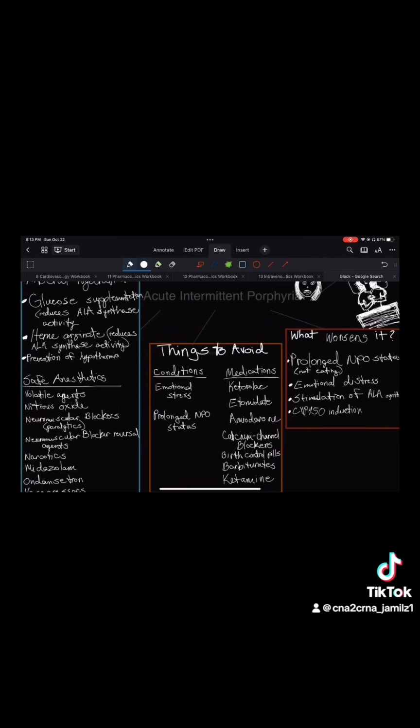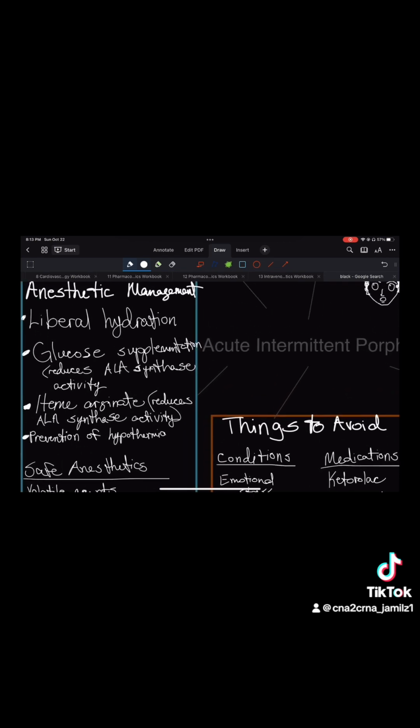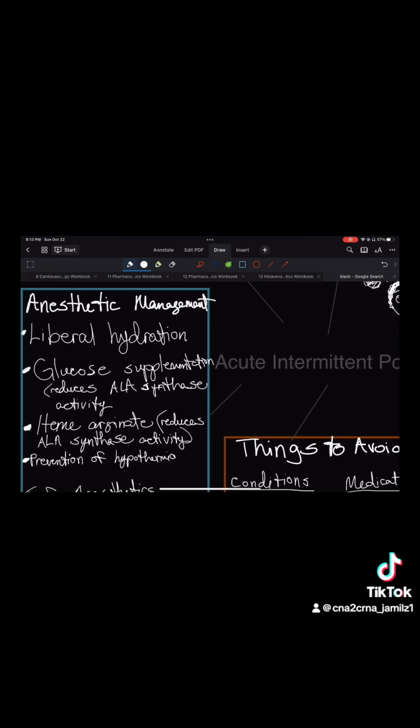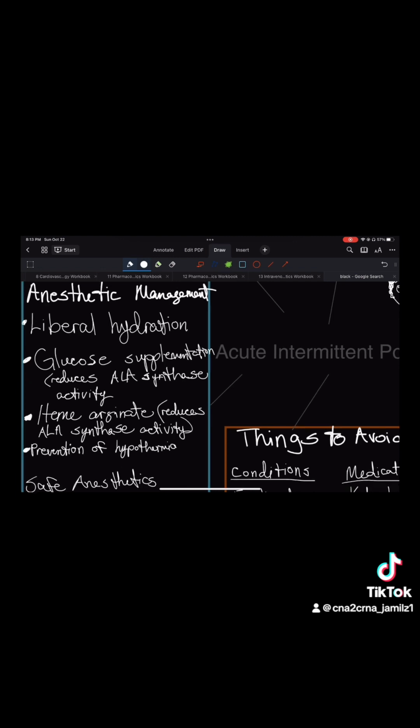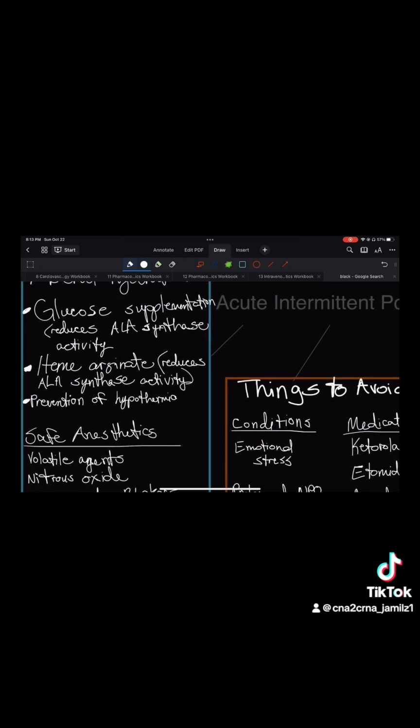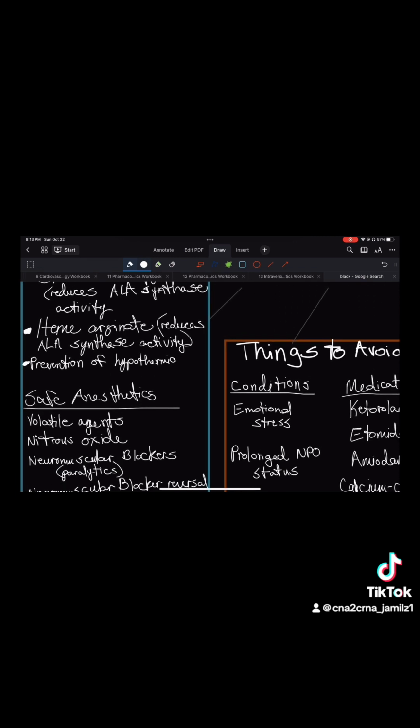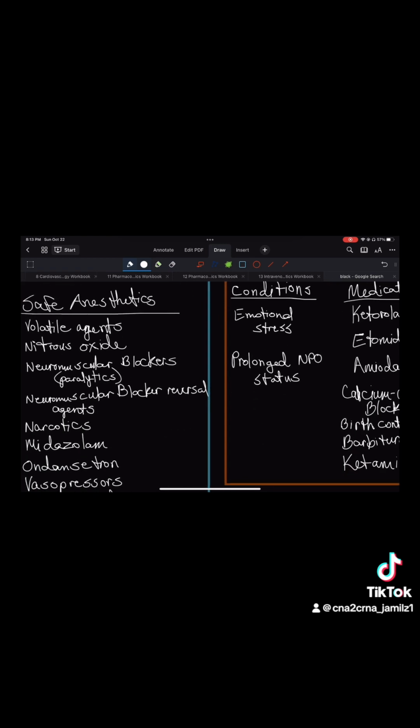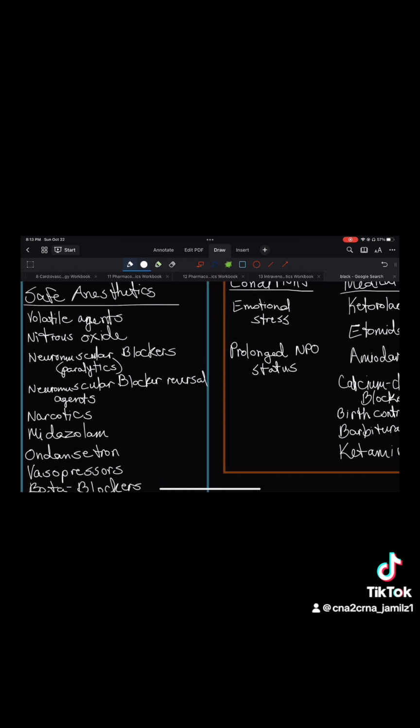So if you have a patient with AIP, what would their anesthetic management look like? You want to start with liberal hydration, glucose supplementation that reduces ALA synthase activity, heme arginate that reduces ALA synthase activity, and prevention of hypothermia, so use your Bair Hugger, use your fluid warmers, warm up the room, all that good stuff.